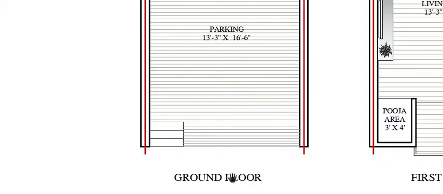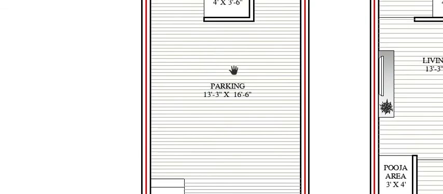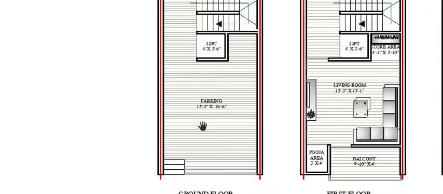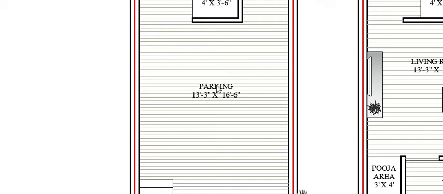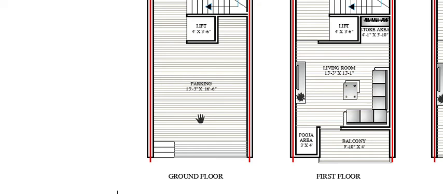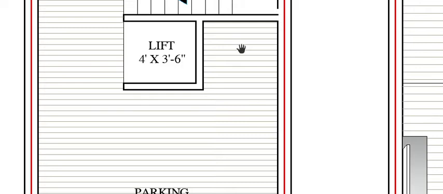Here is the main entry from the around 12 feet wide road. This one is the ramp. This is the stairs going upward. This one is the parking space, which is 13 feet 3 inch by 16 feet 6 inch. It means here to here is 13 feet 3 inch, and here to here is 16 feet 6 inch.